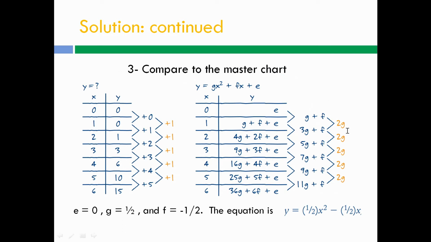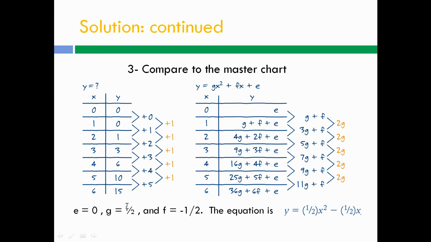So one more time, I'm going to start from the end. 2g equals 1, that means g equals half. g plus f equals 0, and g is half, that means f will be negative half. And e will be taken from here. When x equals 0, this is the value of e. In this case, e is 0. Once you have the g, the f, the e, you can plug it in.